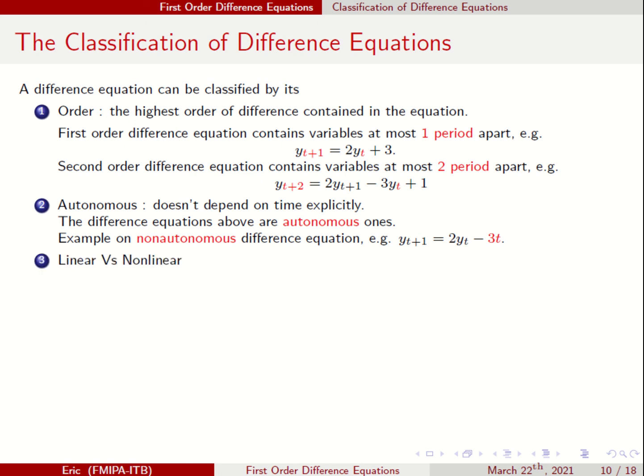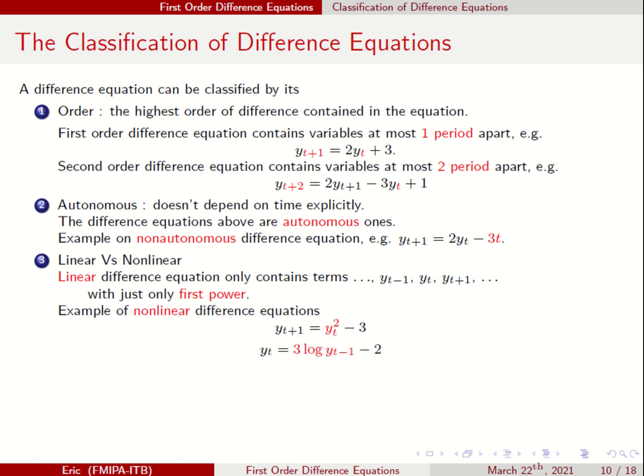So linear and non-linear. What do we mean by linear and non-linear? A linear difference equation only contains terms of the variable with the power of 1. So this one is linear, and this is linear. What about this one? This is not linear because I have the variable with the power of 2. And what about this? This is not y(t-1), this is log of y(t-1), so it will give you a non-linear difference equation.